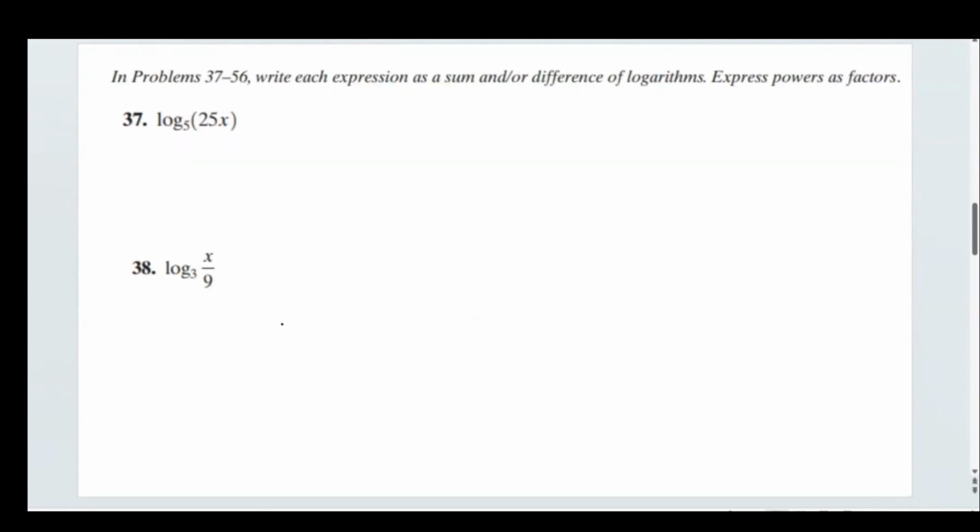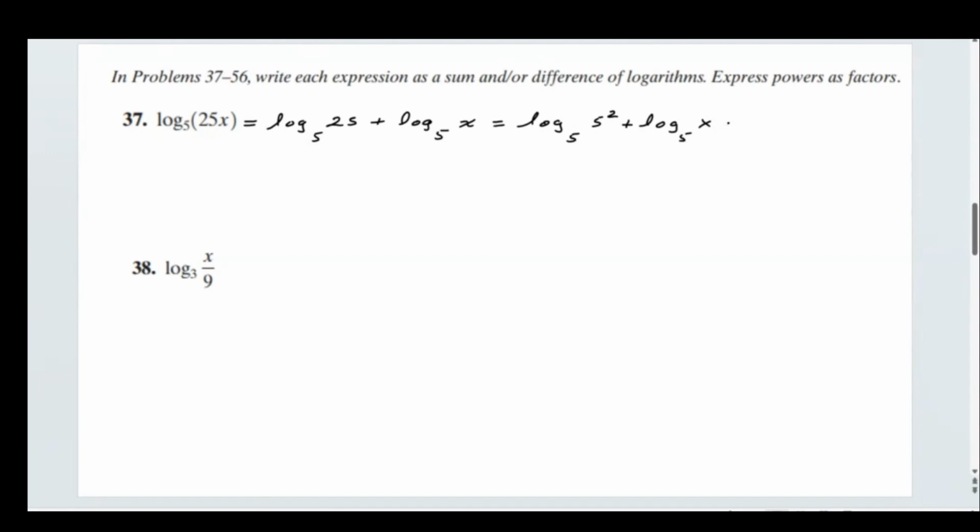Let's solve now this exercise. They say write each expression as the sum or difference of logarithms, expressing powers as factors. So we have log in base 5 of 25x. So we have a product. So we can rewrite this as log in base 5 of 25 plus the log in base 5 of x. Now I realize that 25 is 5 squared. So we say log in base 5 of 5 squared plus log in base 5 of x.